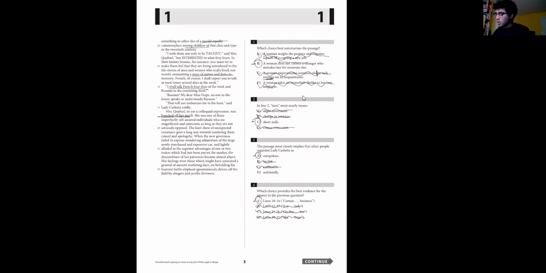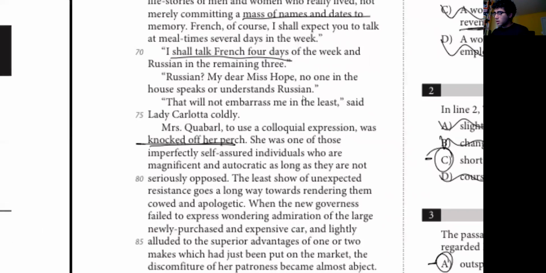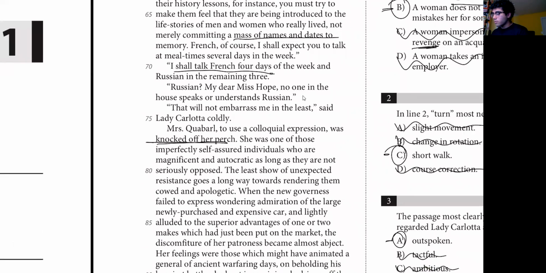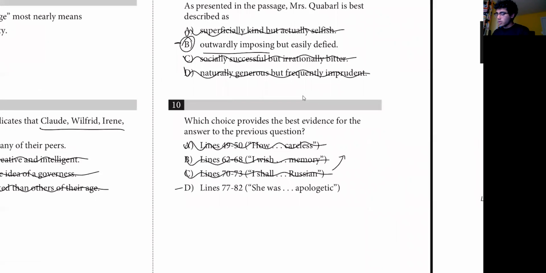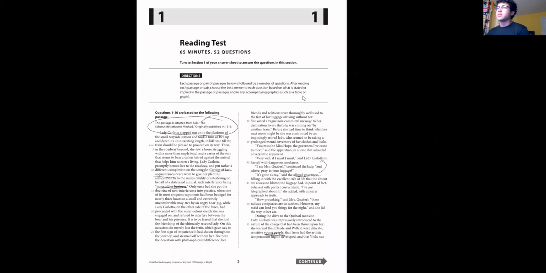But lines 77 through 82, perfect. Mrs. Corbel. Oh wait, I lied. I mean, might as well get some context when you do this, right? Mrs. Corbel, to use a colloquial expression, was knocked off her perch. She was one of those, she refers back to Mrs. Corbel right here, right? She was one of those imperfectly self-assured individuals who are magnificent and autocratic as long as they are not seriously opposed. That's exactly what we were looking for. The answer is going to be D. And yeah, that's how you do SCT practice S3, the fiction section.